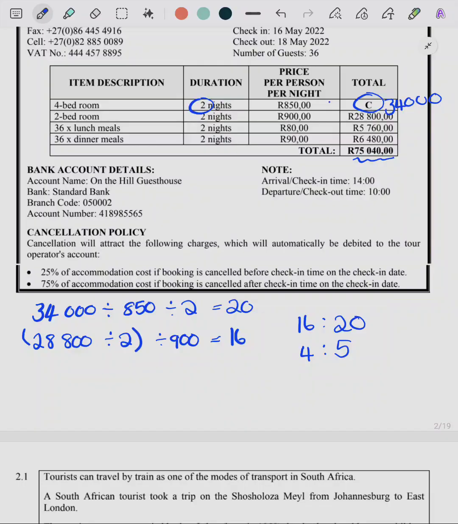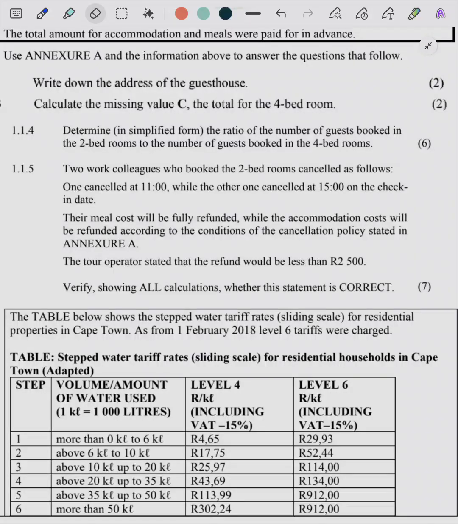Question 1.1.5 then asks us about the cancellation. The question says that 2 of the colleagues who booked the 2-bedroom rooms cancelled as follows. First we have one who cancelled at 11 a.m. and the other at 3 o'clock on the check-in date. The cost of their meals will be fully refunded, so we know there's something to do with meals, and accommodation will be refunded according to the conditions in the cancellation policy as stated.